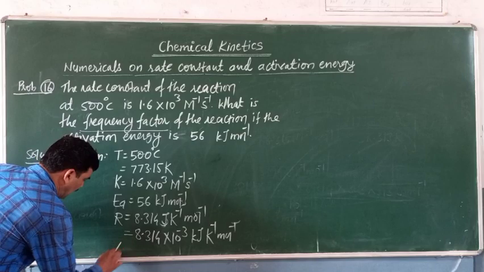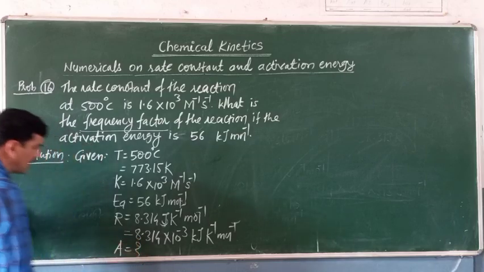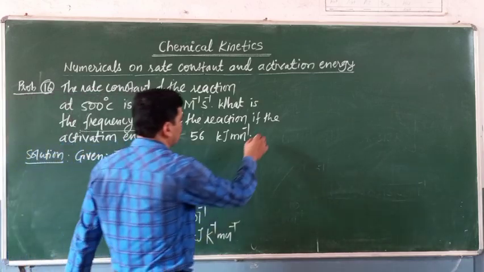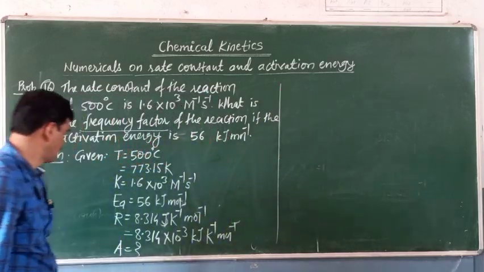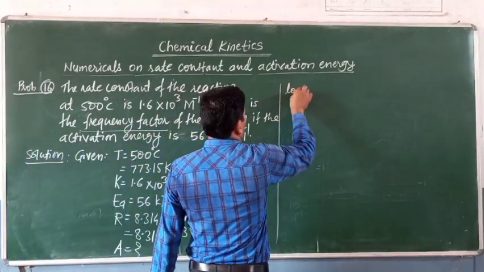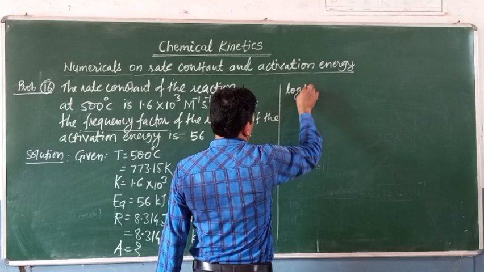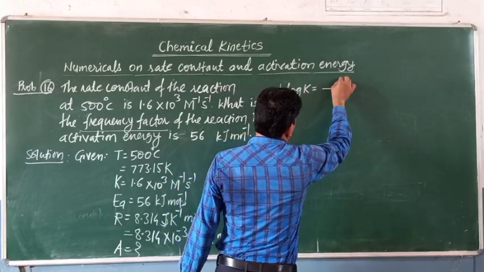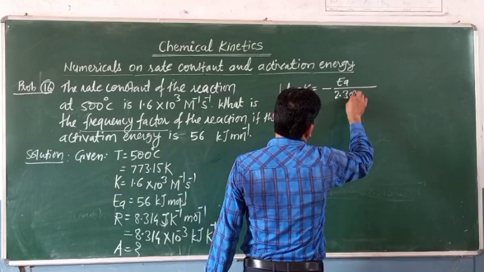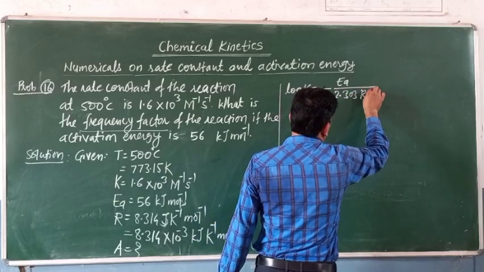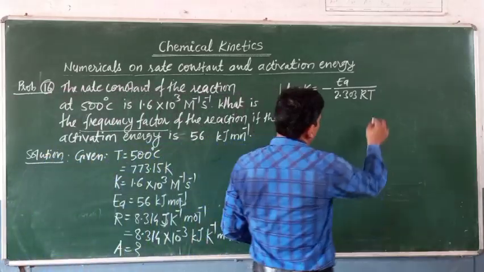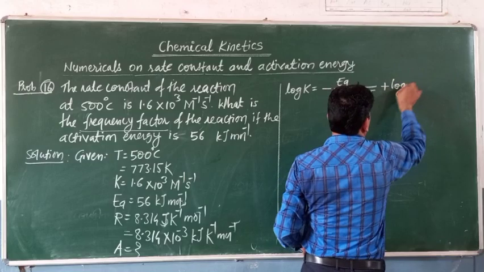So here we have to find the value of A, that is the frequency factor or pre-exponential factor. Now the formula which is applicable is log of K equal to minus EA upon 2.303 RT, plus log A.